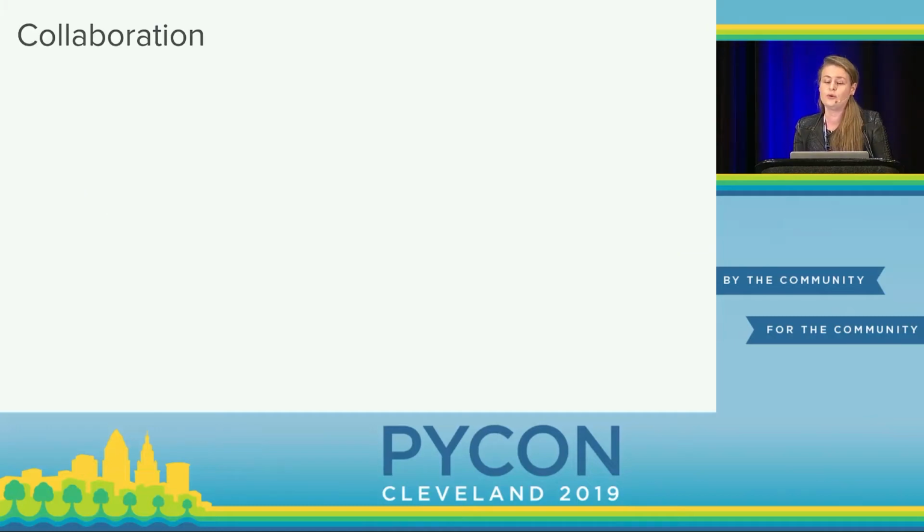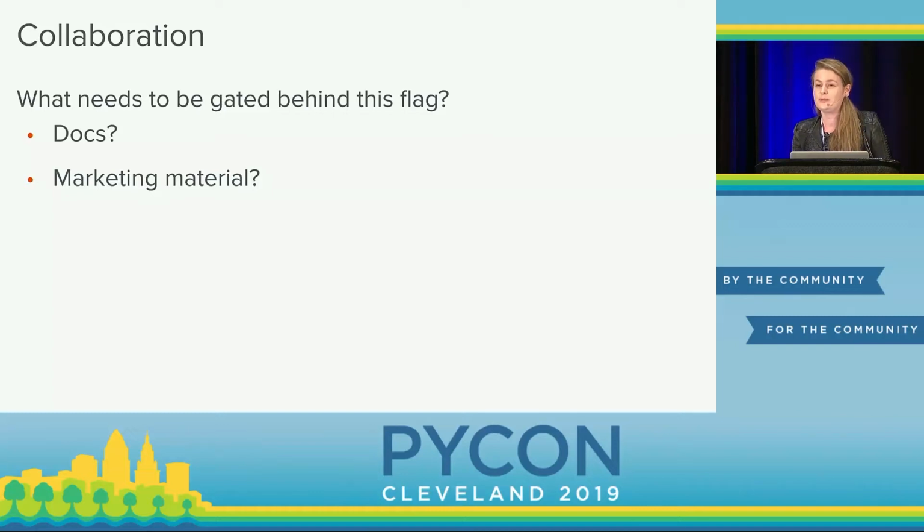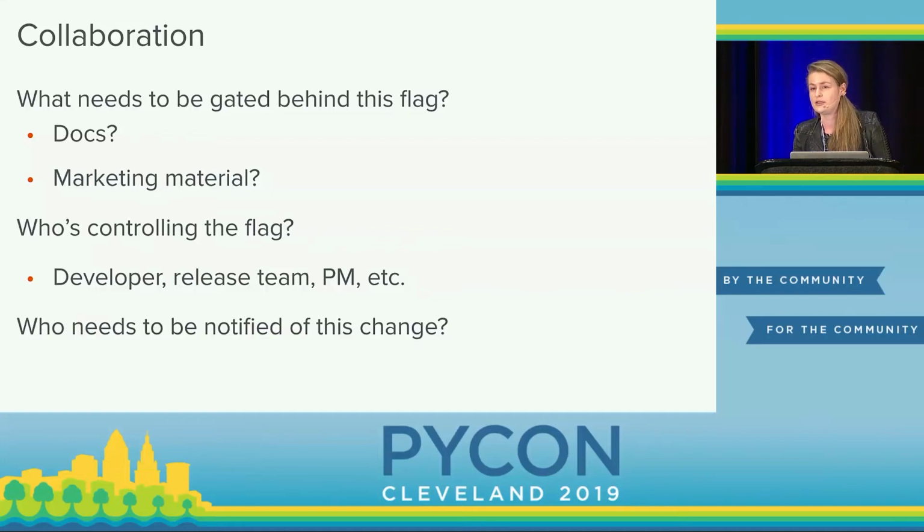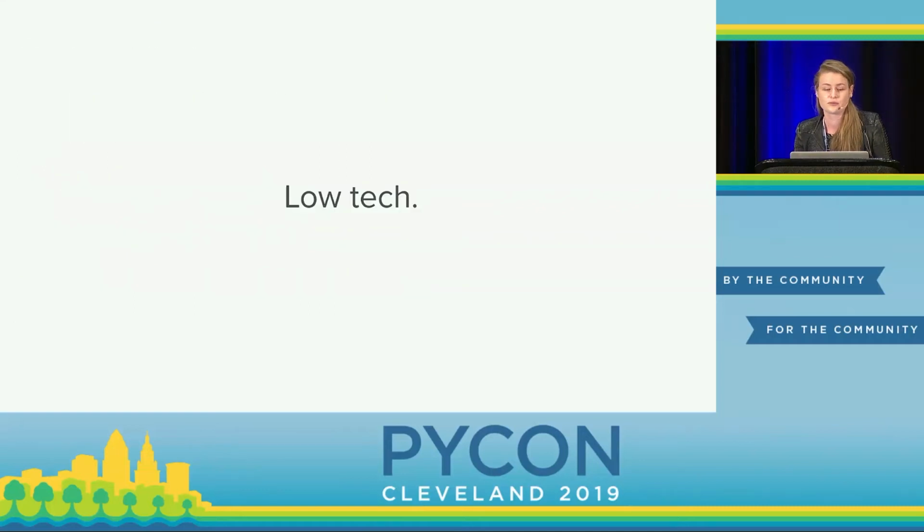So we need to think about who else your feature flag can affect, right? What else might need to be gated behind this flag? Are there docs? Is there marketing material that needs to be gated based on the same flag? Who's controlling the flag, right? Is it going to be a developer? Is it a release team? Is it PM? And then we also want to know who needs to be notified of this change. Your flag is going to affect other people. Who needs to be notified that it's going out?